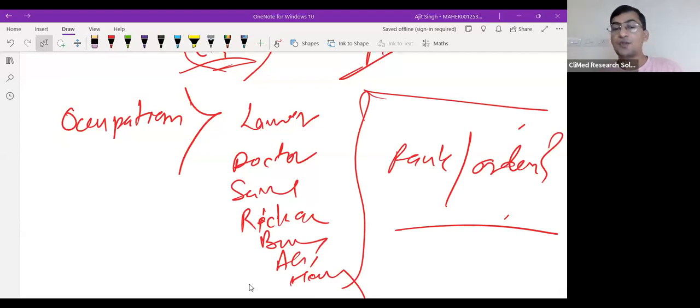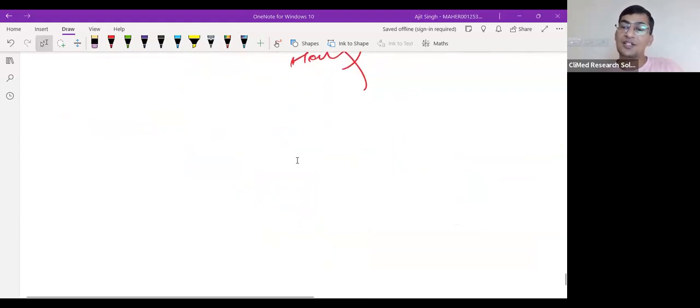No. If I'm talking about a system like in a company, there is manager, senior manager, director, then there is rank. But if I'm talking about occupation, there is no rank, there is no order, right? Correct. So that is the rule of biostatistics. Okay, these are the types of biostatistics data types.